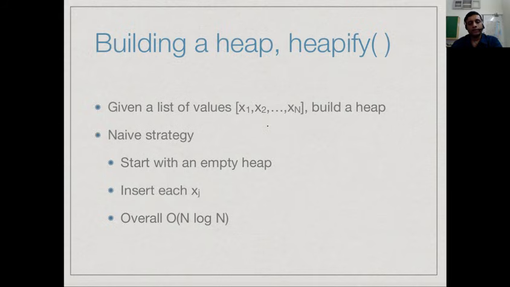So I do n inserts, right? And each insert takes log n time at most. Actually, it will take less time. It will take log i time if I have inserted i items so far. But let's take log n as an upper bound. Right? So overall, if I insert these n elements, I will build the heap also in n log n time.